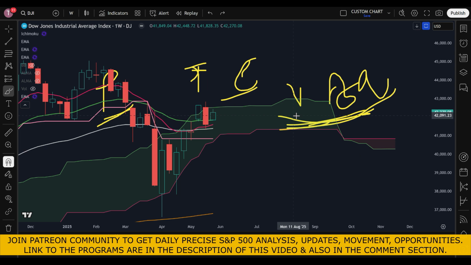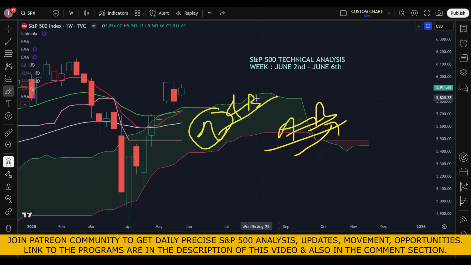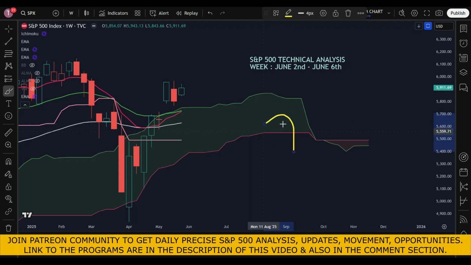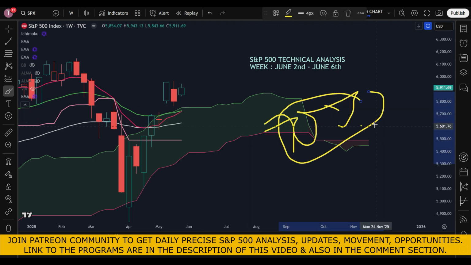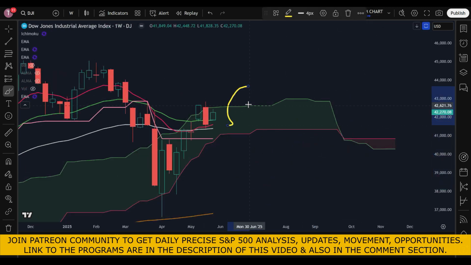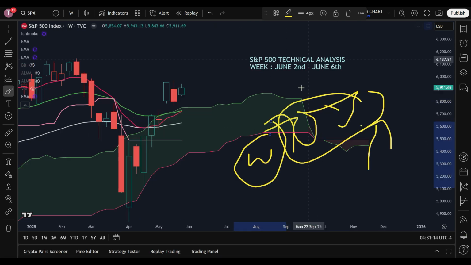In this manner, the S&P 500 is neutral and bullish. In terms of the numbers, the S&P 500 will be seen or considered as 70% bullish, but still neutral. The Dow Jones is neutral. It is 50-50 neutral. It is not 60-70. It is just neutral.